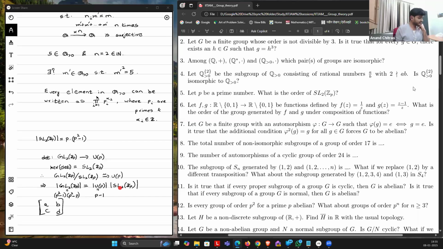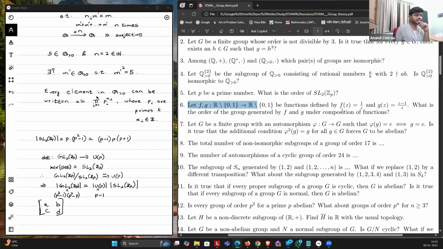Now, the cardinality of SL2(Z_P) is this divided by P minus 1, but you can see P square minus P is P minus 1 times P. So from that, doing some algebra, you can get this. Sometimes this is written in a beautiful manner like this: P, P minus 1, P plus 1. It's an NPR kind of a thing.